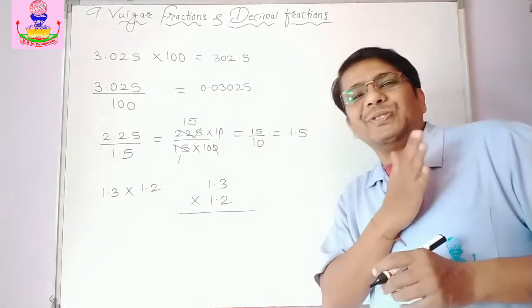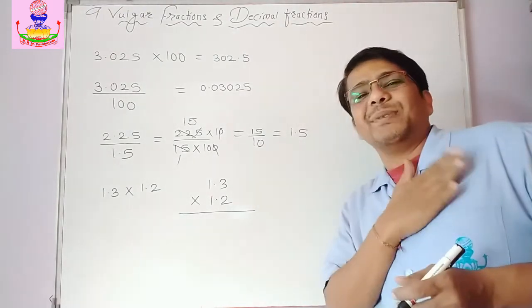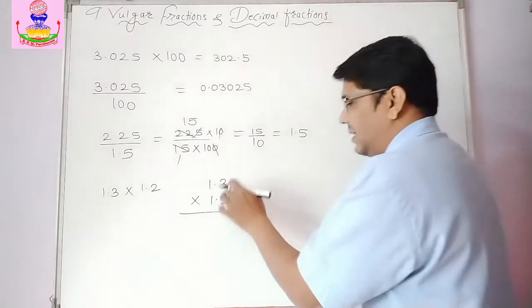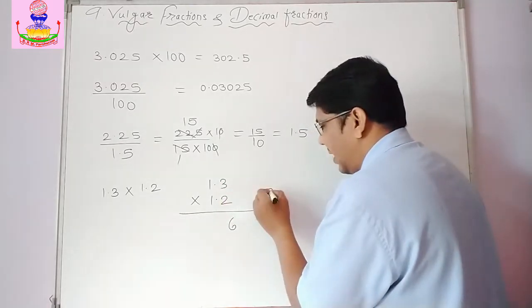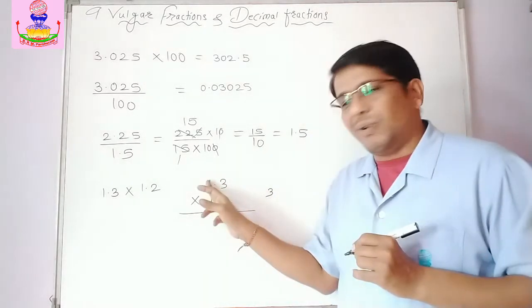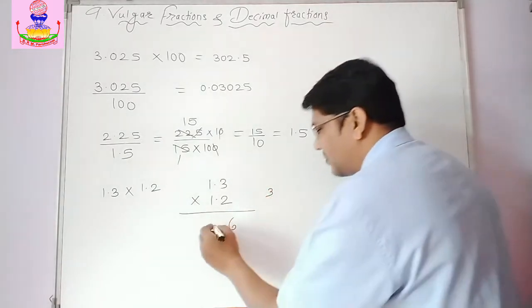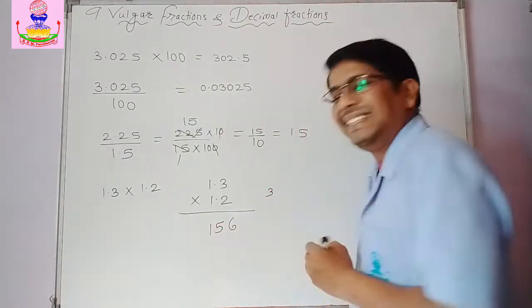Now I know the table of 12. I know the table of 13 also. Okay, so 12 3s are 36, 3 carry on. 12 ones are 12. 12 plus 3, 15. Am I right?